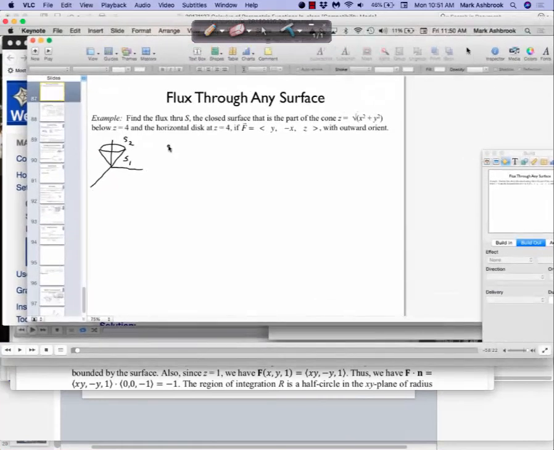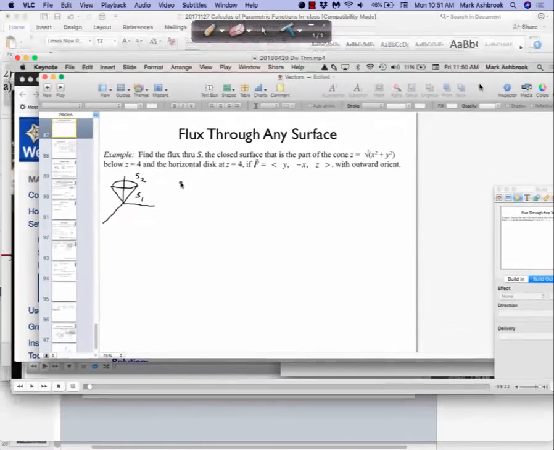Okay. So I posted this example here, and we wanted the flux through the closed surface, which is the cone, which I'm calling S1, and then the top disk at z equals 4, which I'm calling S2. I'm not going to go through this for time's sake. We need to move on to get through everything, but I'll just quickly talk through it. You need to analyze this example and really go slow through it so you understand it.